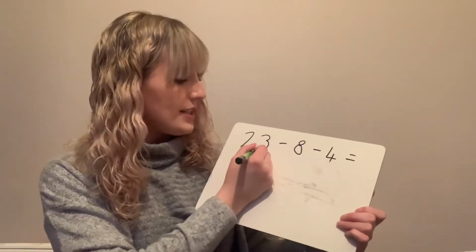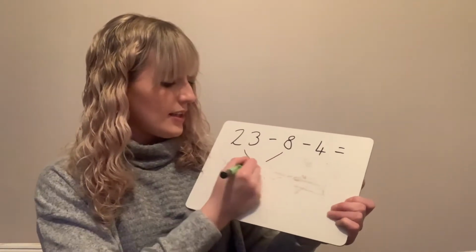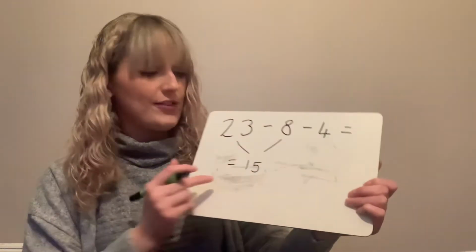Okay, so I'm going to get my 8 fingers. We've got 23. Remember, we're subtracting, so we're counting down. 23, 22, 21, 20, 19, 18, 17, 16, 15. Okay, so I know 23 subtract 8 will give me 15.